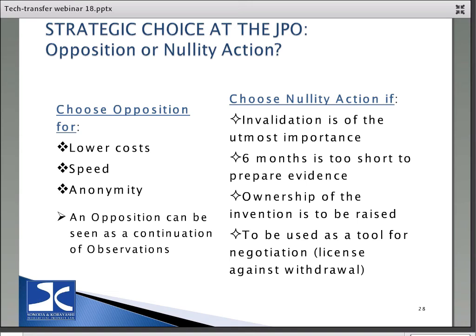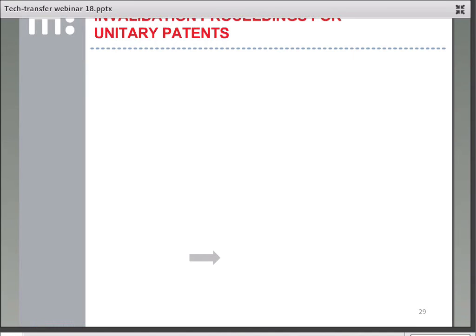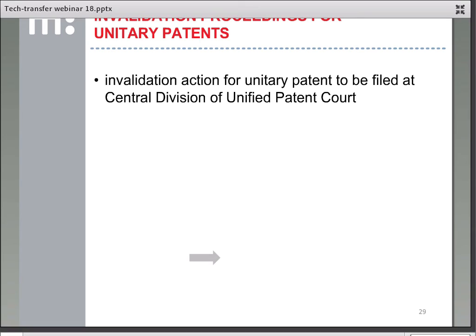Could you comment a little about the unitary patents? Sorry, I should proceed. Thank you very much. Yes, please, Robert, please comment on the situation in Europe, whether or not it's going to change with the unitary patent.